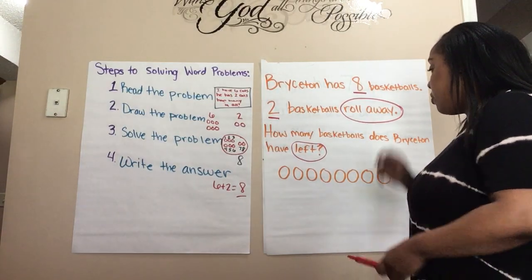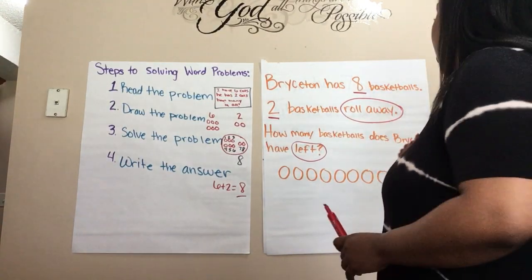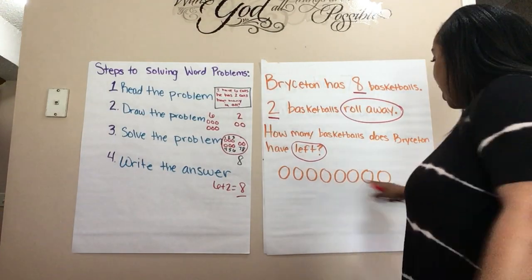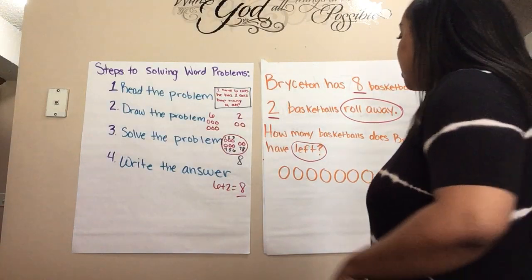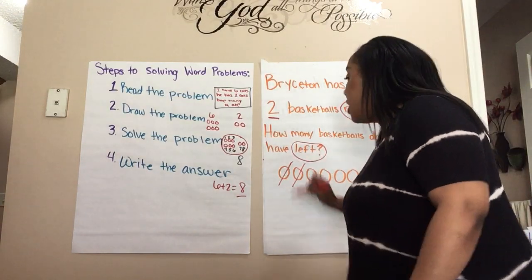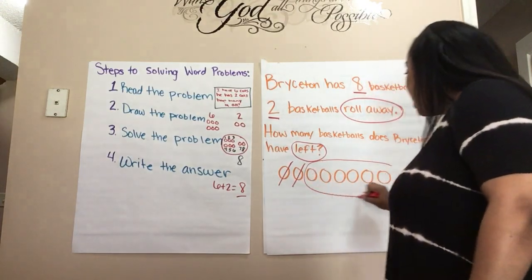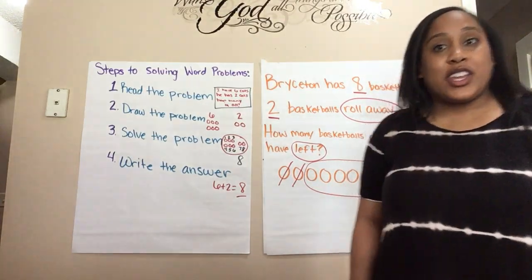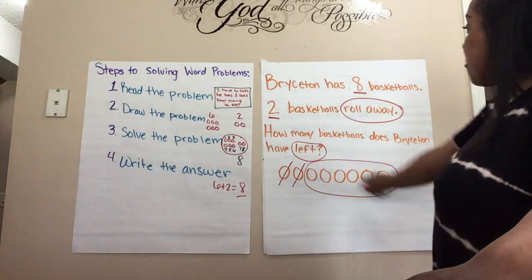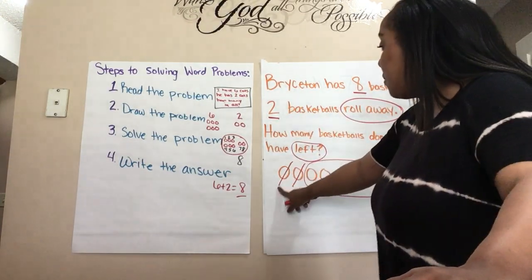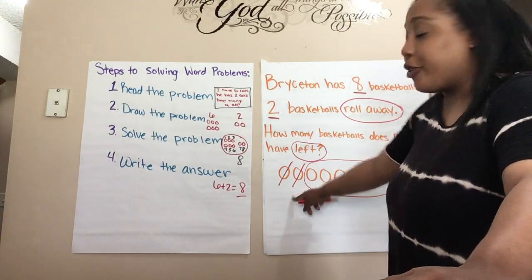So just like we do when you're solving your subtraction problems with your equations, you draw it out, and we're going to do the cross-out method. So we're going to cross out 2 basketballs because we no longer have them. Then we're going to circle what we have left, and that's how we're going to figure out our answer, okay? So we had 8 basketballs. 2 of them rolled away. Goodbye, goodbye. Maybe we'll get some later.